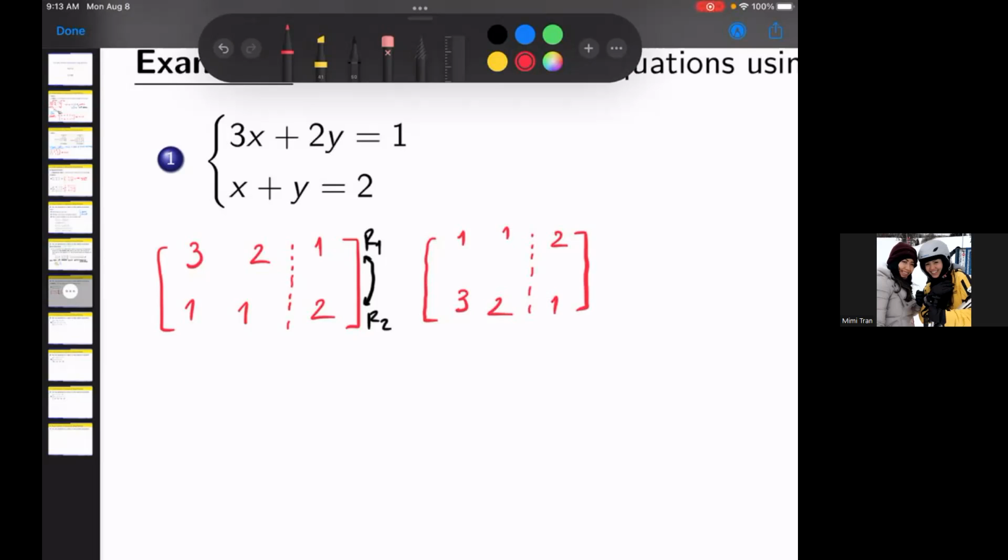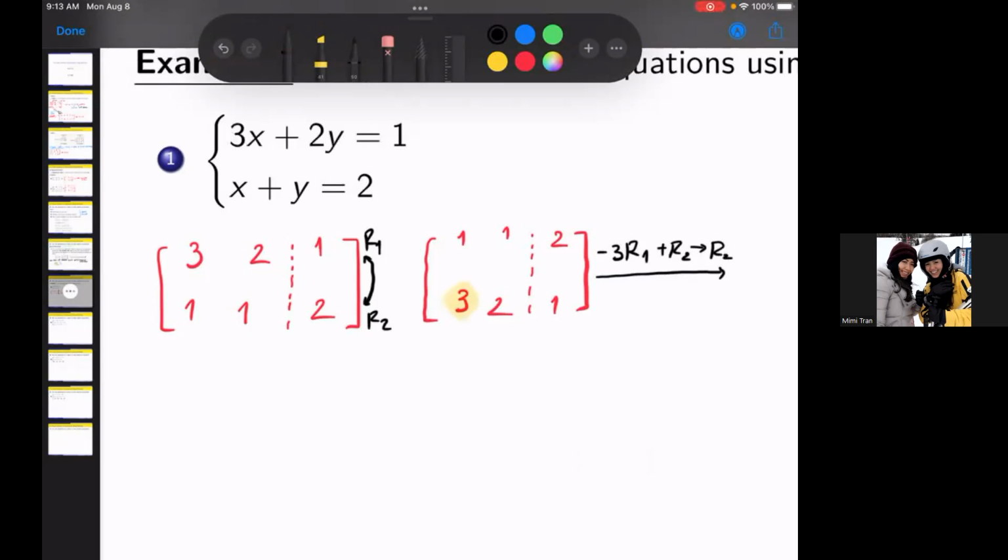I need to make the 3 a 0. I need to make this 1, 0. So what I can do is take, with a little arrow, -3 times row 1, add to row 2. And now I got a new row 2.